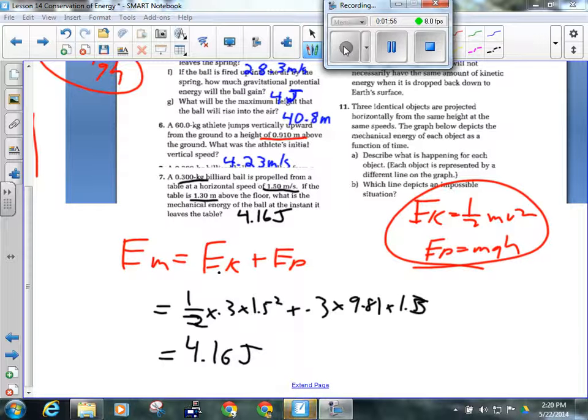Caroline? It does not. You can do the potential first and the kinetic second. Makes absolutely no difference.